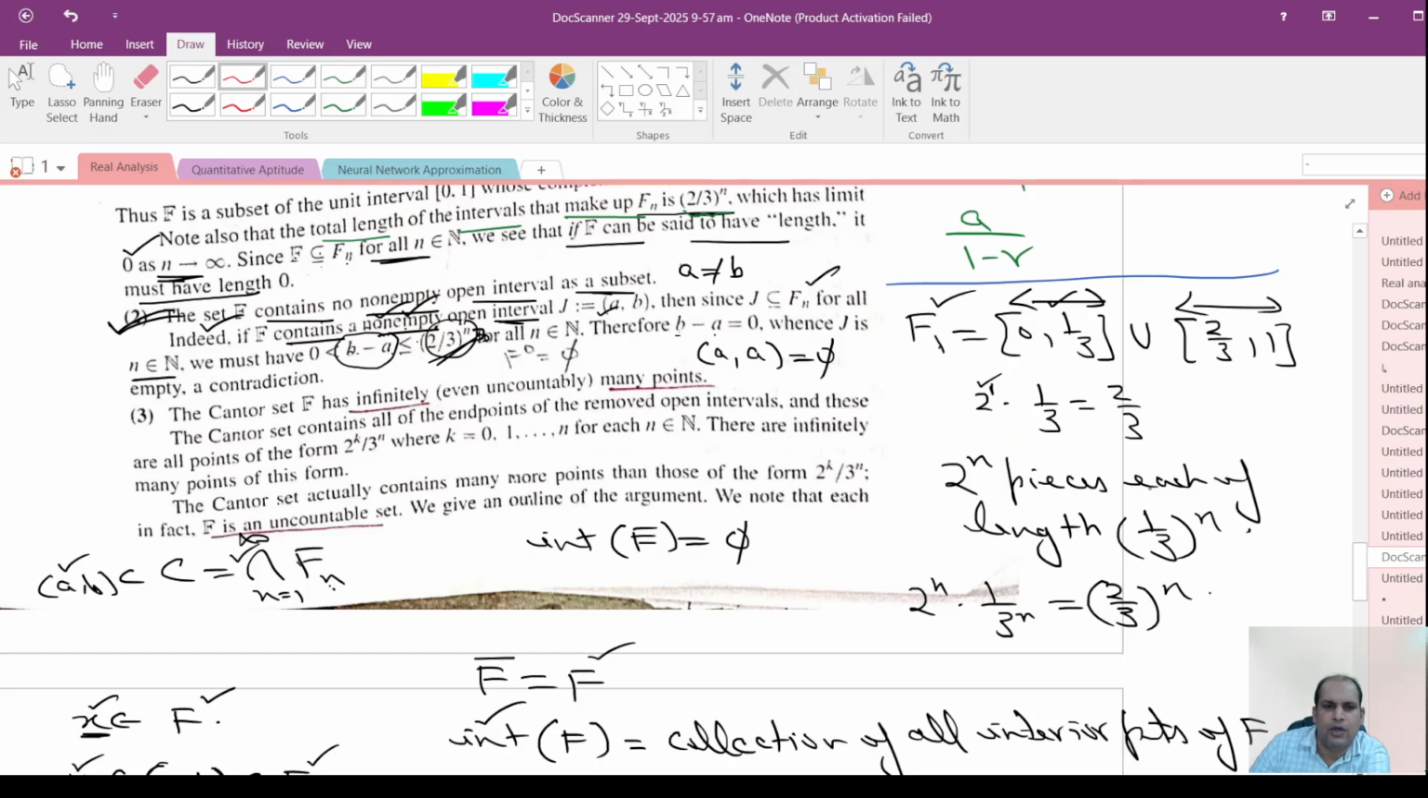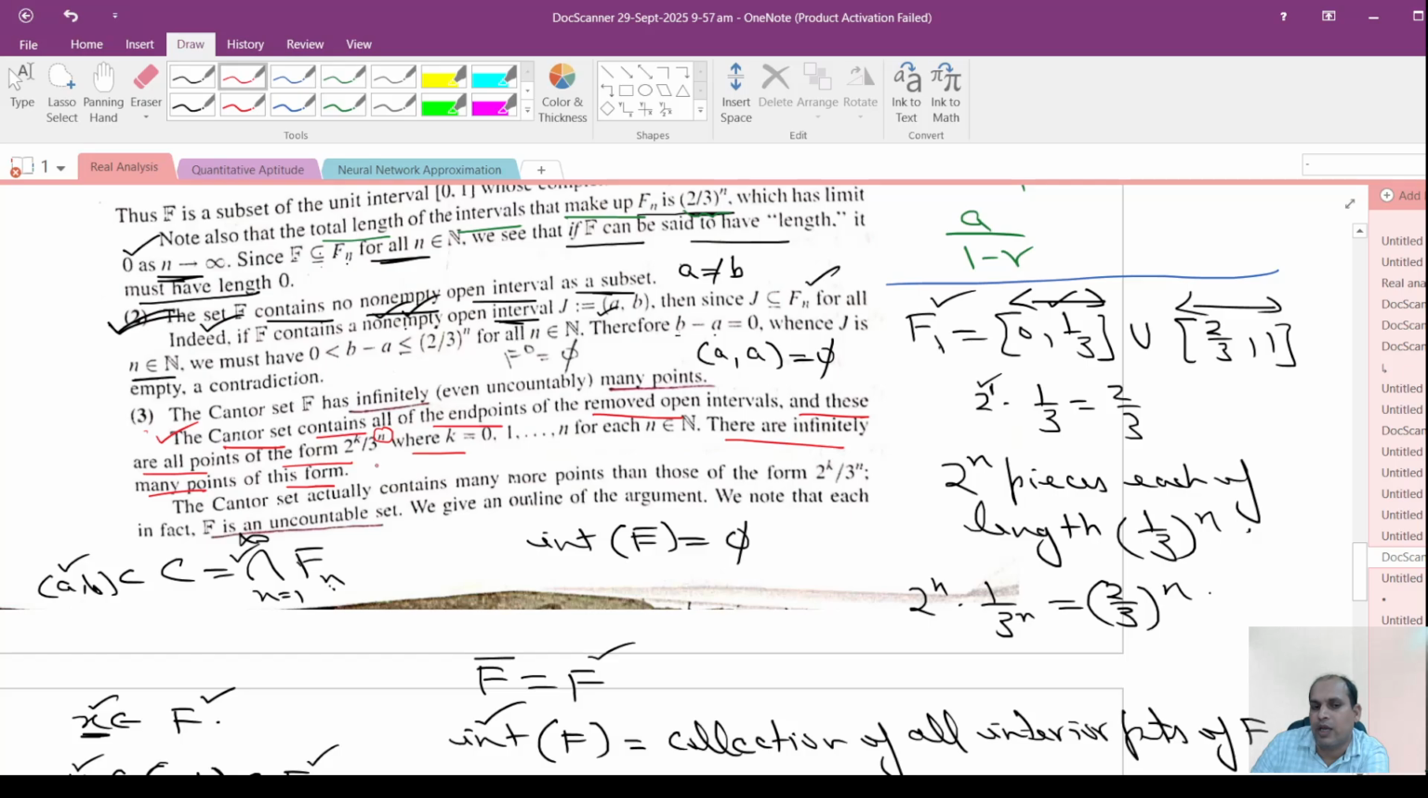Now, the next 2 points are remaining. This claim says that the Cantor set contains all of the end points of the removed open intervals, and these are all points of the form 2 to the power k by 3 to the power n. There are infinitely many points of this form. See, n is varying over the set of natural numbers, but apart from this there are other numbers also, like 1 by 4 and so on.